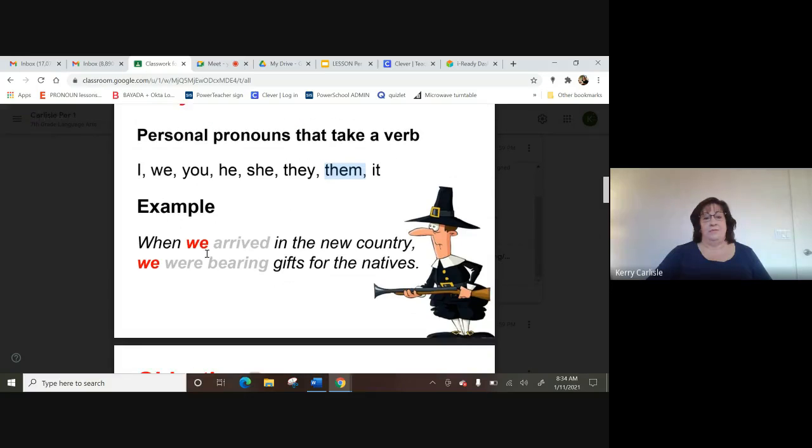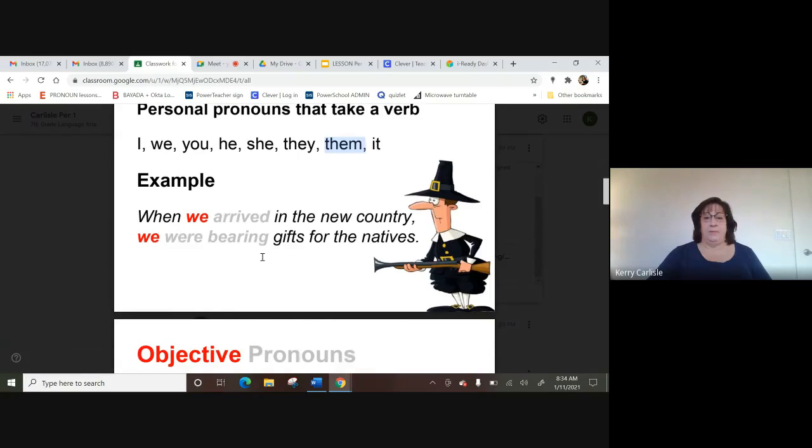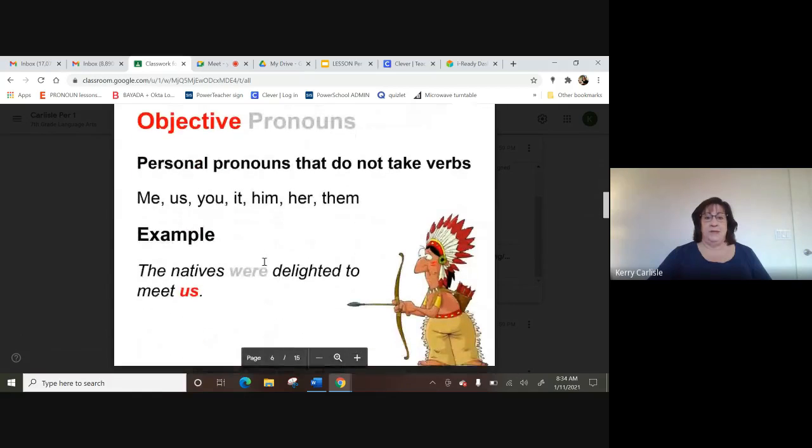Okay. And so when we arrived in the new country, we were bearing gifts for the natives. Here's your object ones: me, us, you, it, him, her, and them. And you'll notice that you and it are both subjects and objects. They are in both lists. That's partly because when you're saying you do something or you go, you're sort of talking about somebody else. And so once again, they tend to be either subject or object.